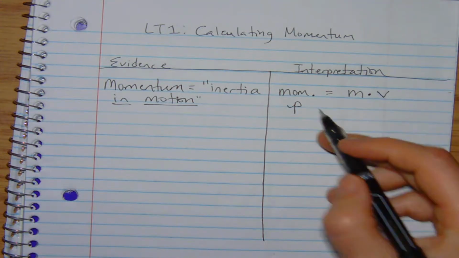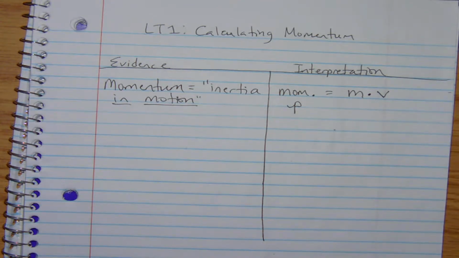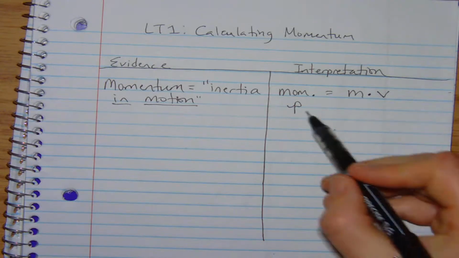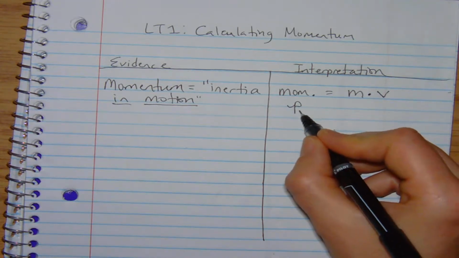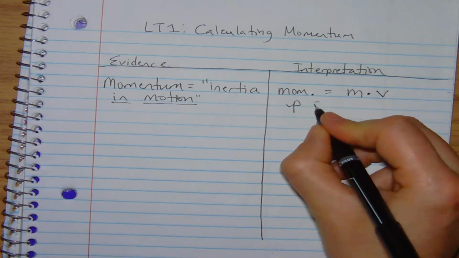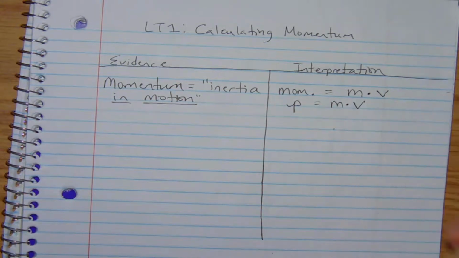I think every other letter was used already, like M is for mass, so they couldn't use that. They couldn't use a capital M because that has to do with a different formula we use later. So this is like some Latin word, impetus or something like that. But it's a lowercase p, and so it's equal to an object's mass multiplied by its velocity.